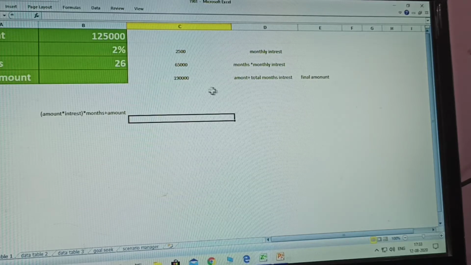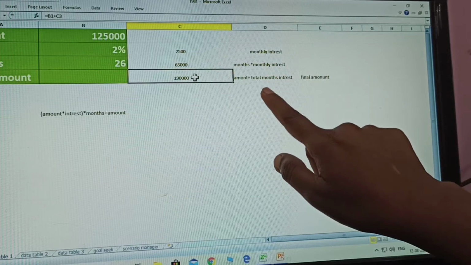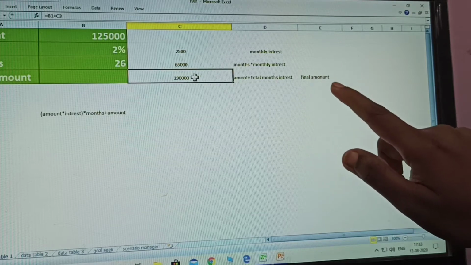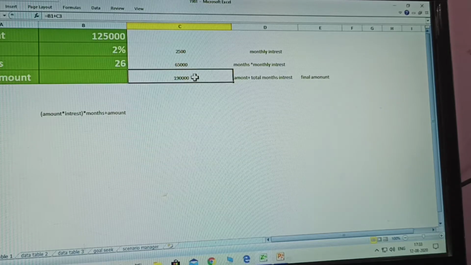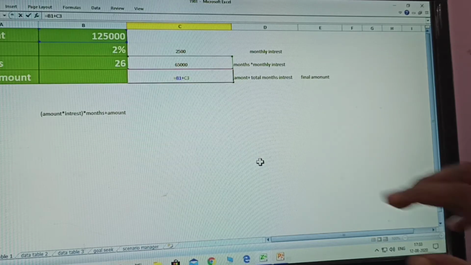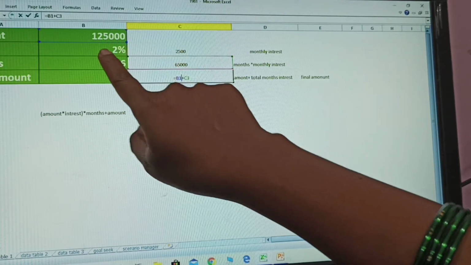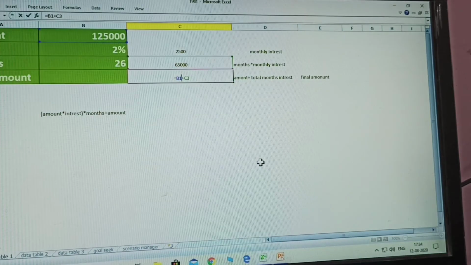Next, this is the final amount. The final amount formula is the amount plus the total months' interest. These all are formulas, sir. Both are added, and you get the final amount. See here, B1 means 1,25,000, take the amount now. That amount plus C3, which is the monthly interest paid. Both are added, and you get the final amount.